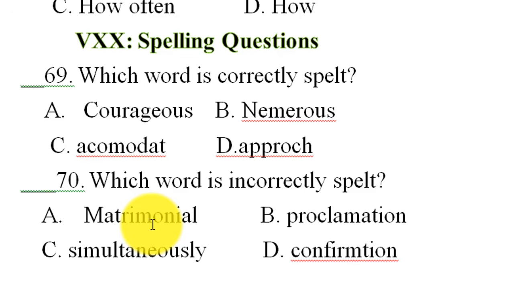Matrimonial, right. Simultaneous, you're right. Proclamation, right. Confirmation, no, confirmation. Now here it is wrong. Confirmation needs the sound confirmation, and that is not expressed here. So the word with incorrect spelling is D.